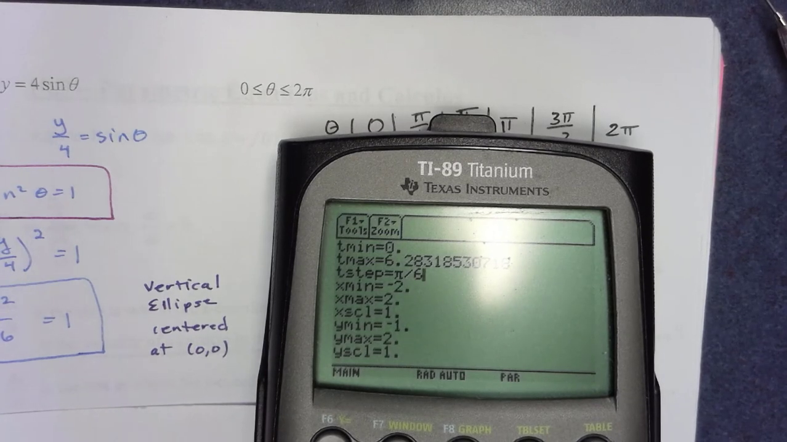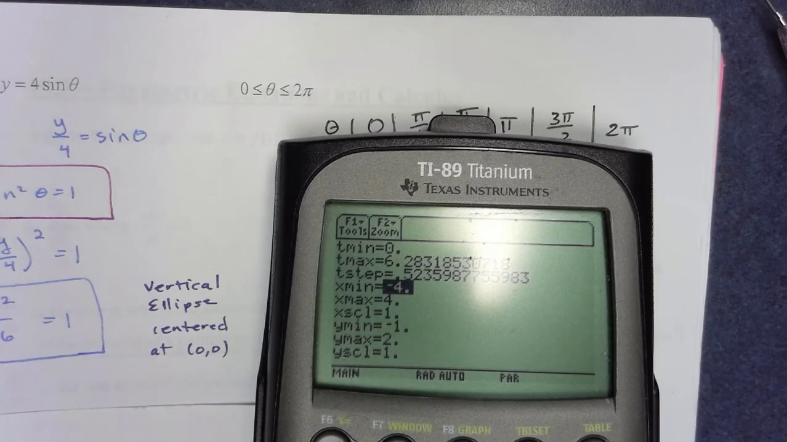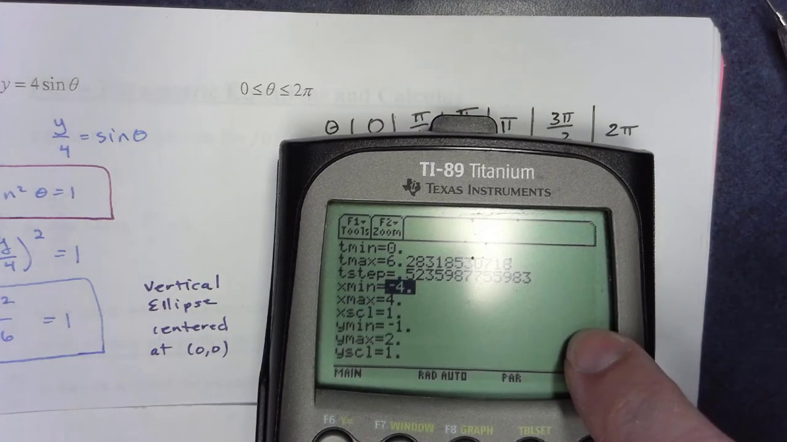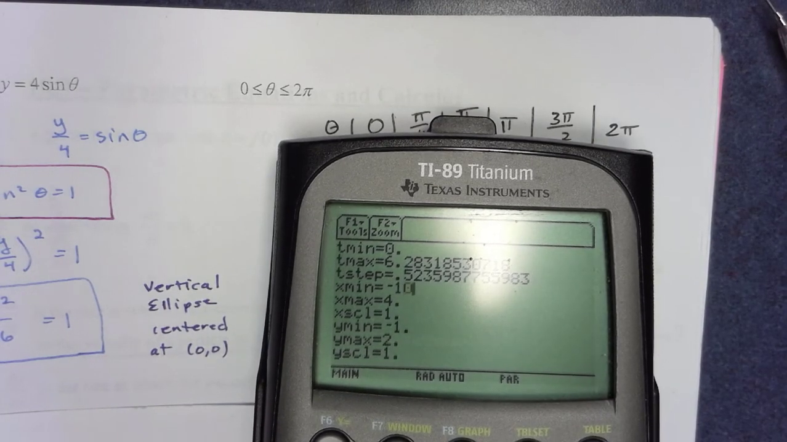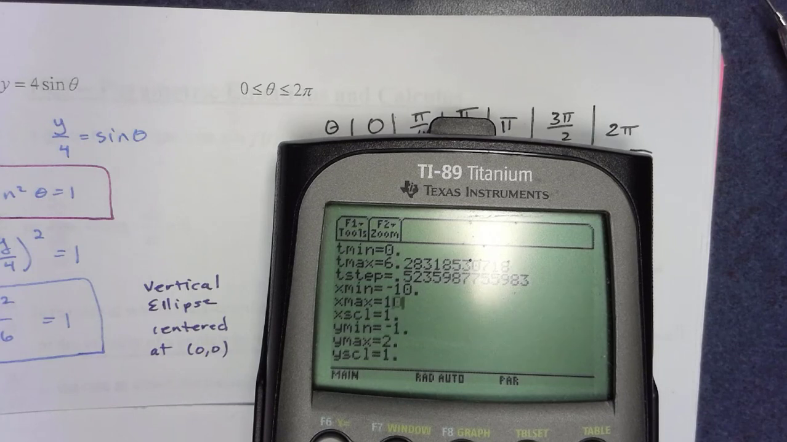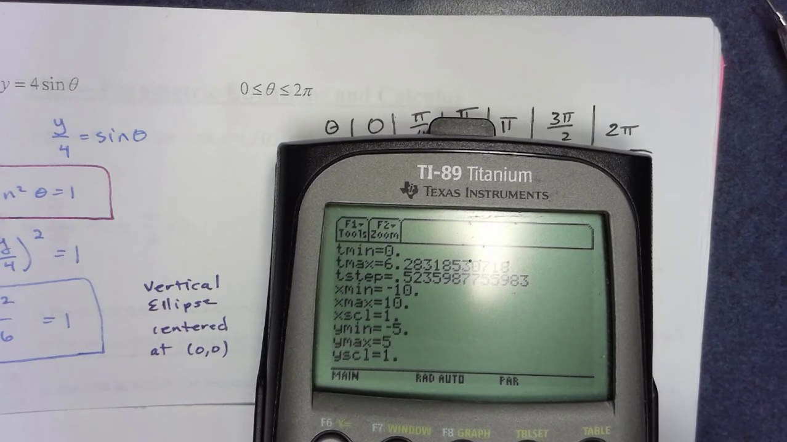Okay. And we already know from what we figured out that our x minimum needs to be negative 3. So I'm going to go from negative 4 to 4. Actually, I'm going to go bigger than that so that this is really going to look like an ellipse. Your screen is 2 to 1, so I'm going to go negative 10 to 10. X scale is going to be 1. Because my y minimum, I'm going to make negative 5 to 5. All right, and now we're ready to watch the graph.